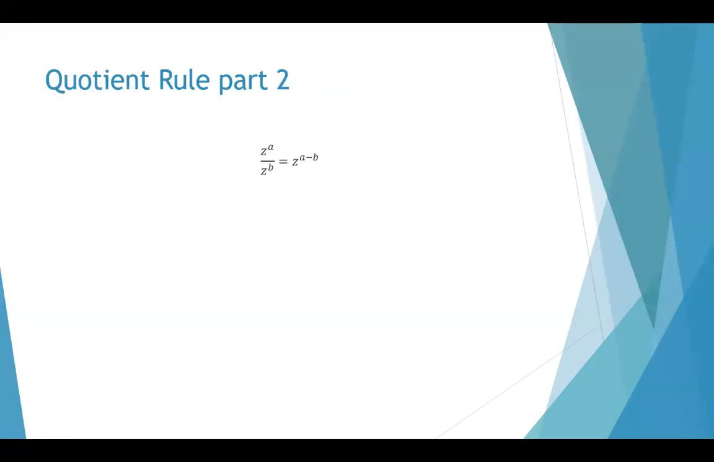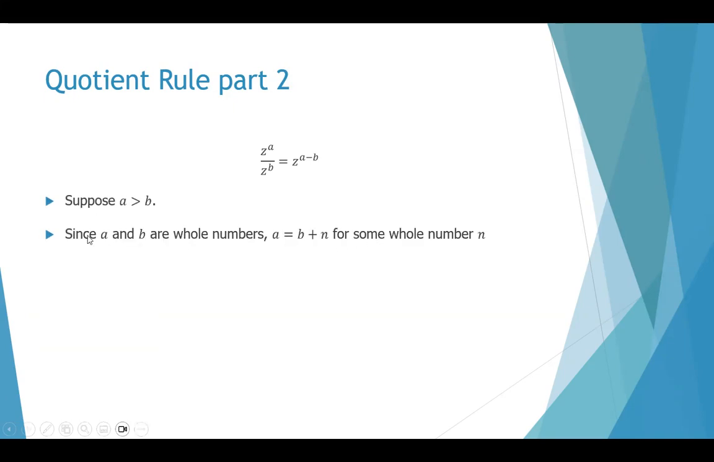Let's look at another example. We have z to the power of a over z to the power of b, and that is equal to z to the a minus b. We already know that. So suppose a is greater than b. Well, since a and b are whole numbers, a equals b plus some n, for some whole number n. We've already said a is greater than b, so a is equal to b plus n.